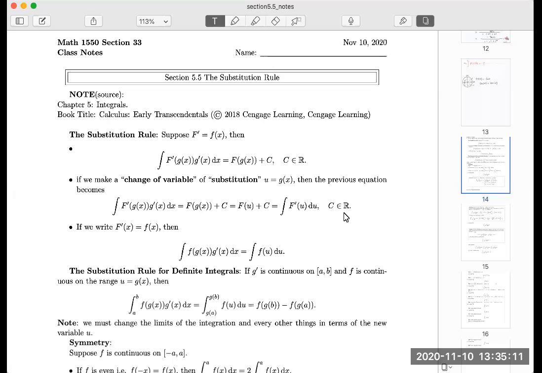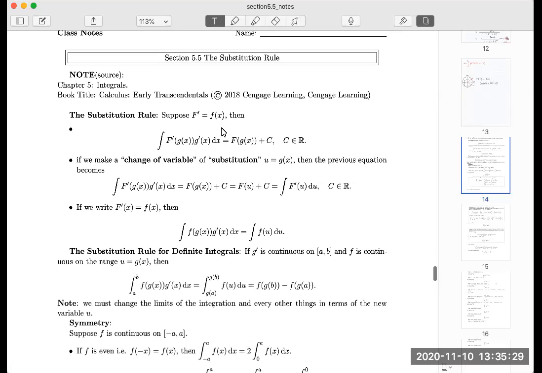So in section 5.5, we study a technique to find an integral. That is called the substitution rule, based on the chain rule. So if F prime is equal to small f here, then the integral of f of g of x multiplied by g prime of x will be F of g of x plus a constant.